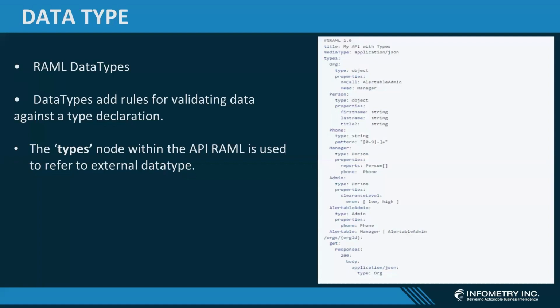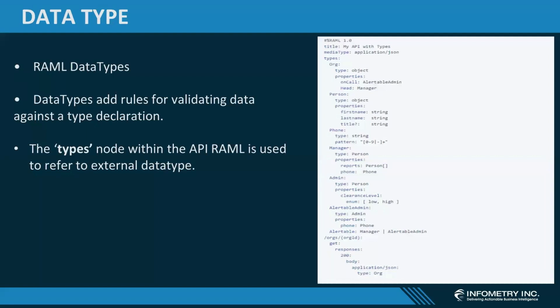In RAML, data types provide a concise and powerful way of describing the information utilized within our API. When we describe this information, we are setting the value, and for that value it will only accept a string, for example. As I told you, data types add rules for validating the data. When I say type declaration, we're adding rules against what we are going to type in as a value. The types node within the API RAML is used to refer to external data types as well.